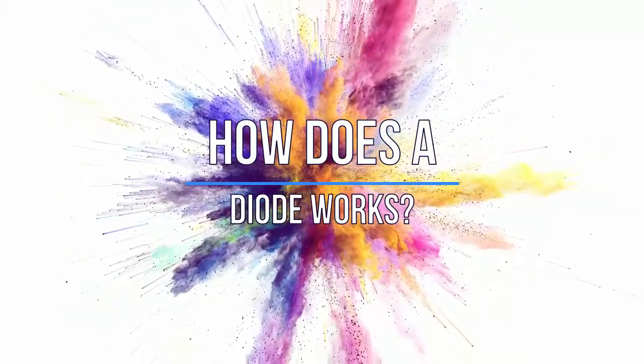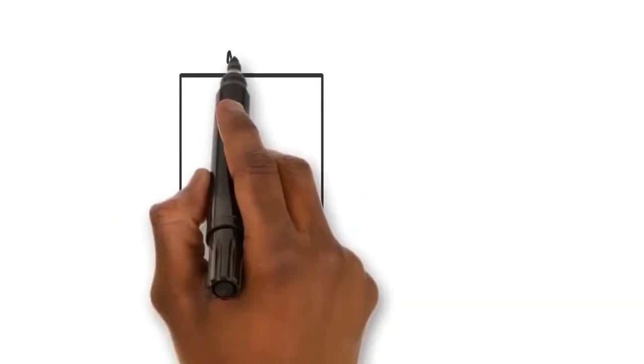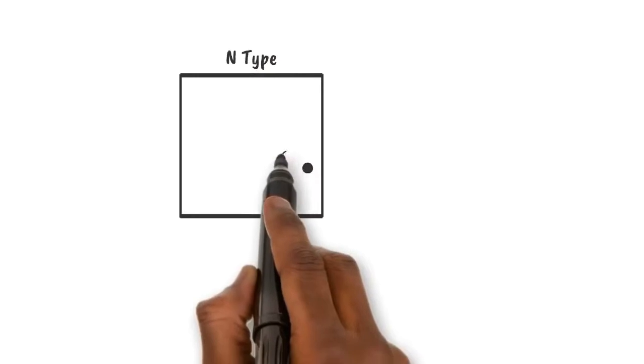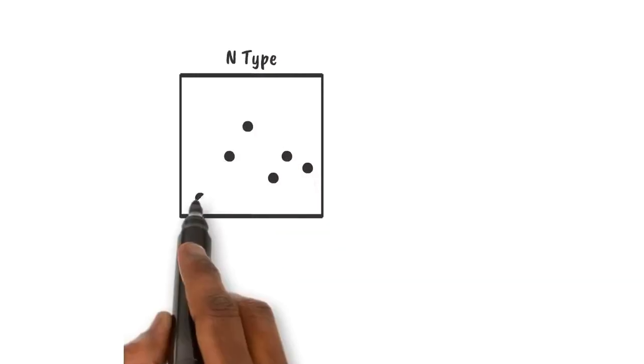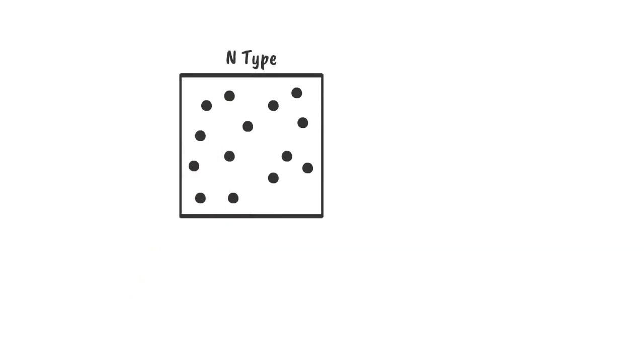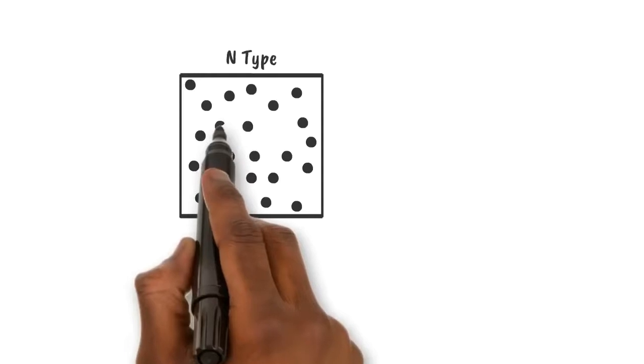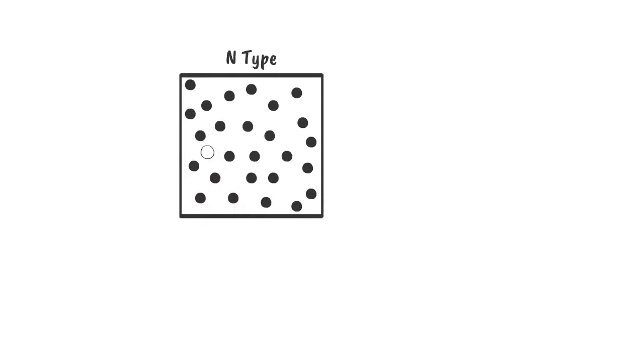How does a diode work? An N-type semiconductor block will have a significant number of free electrons, and very little number of holes. Holes are present in N-type semiconductor due to generation of electron-hole pairs mainly caused by thermal excitation.